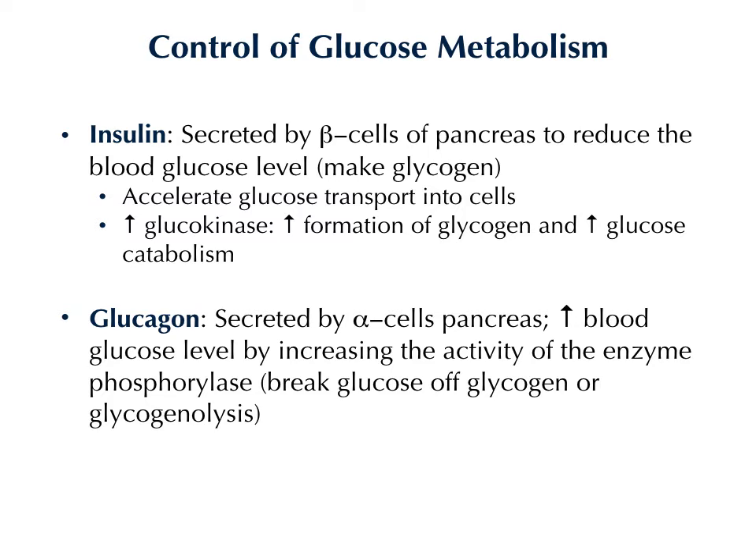Insulin, which is secreted by the beta cells of the pancreas, stimulates the uptake of glucose. Insulin decreases blood glucose concentration by inducing intake of glucose by our cells. Also, insulin activates the enzymes which are responsible for glycogen synthesis. Glucagon, also made by the pancreas, but this time by the alpha cells, will increase the blood glucose level by increasing the activity of the enzyme phosphorylase, which breaks glucose off of glycogen, which is glycogenolysis.